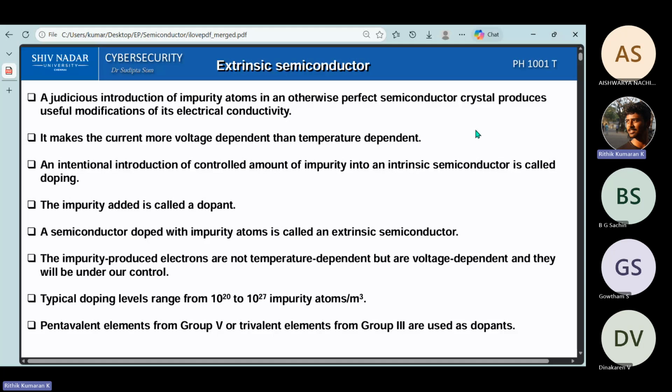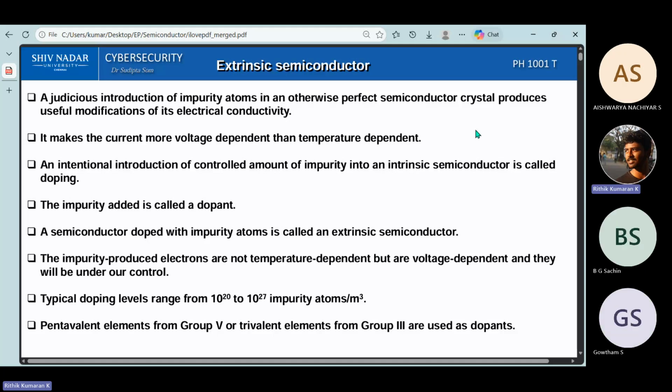Okay. So extrinsic. You have already seen intrinsic, right? In intrinsic, you will get a current, and the current is more dependent on the temperature. So we already have an intrinsic semiconductor. Why is there a need for an extrinsic semiconductor now? In an intrinsic semiconductor, as the current is mostly dependent on the temperature, controlling the temperature is pretty hard.